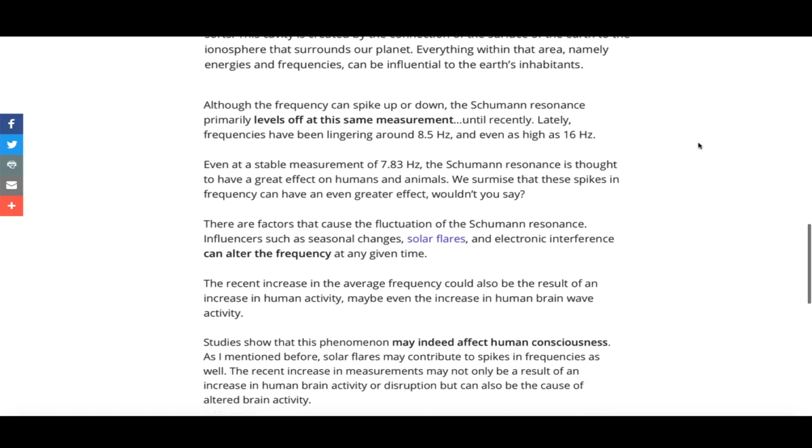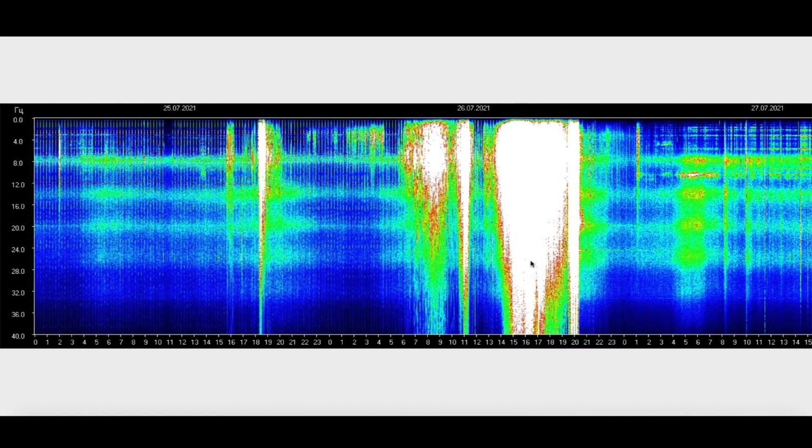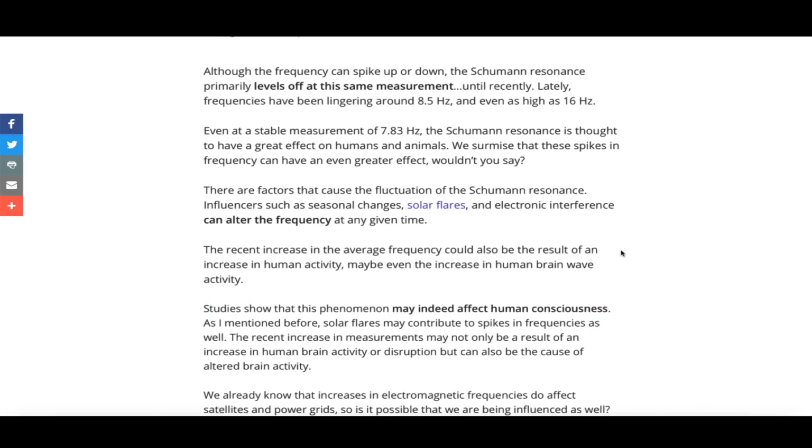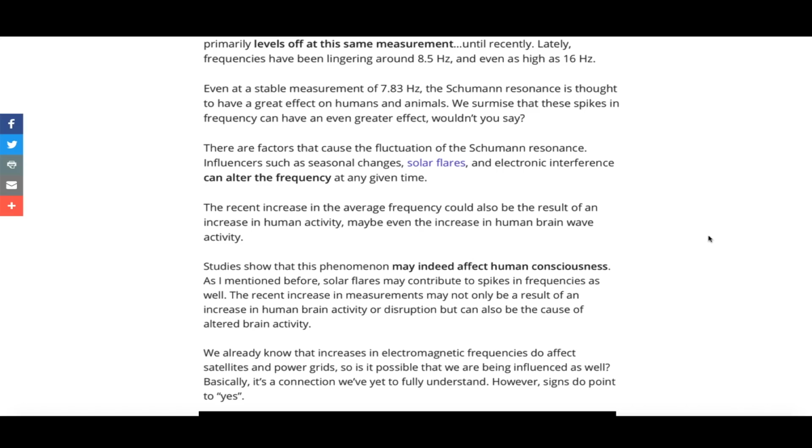and all living creatures. Although the frequency can spike up or down, the Schumann resonance primarily levels off at the same measurement until recently. Lately, frequencies have been lingering in the 8.5 hertz and even as high as 16 hertz, and occasionally we'll see large spikes in the Schumann resonance. Sometimes this can be caused by lightning. We have no way of knowing by just looking at the graph here. Sometimes those spikes are of unknown origins. However, they do influence you and I and all living creatures on planet Earth.